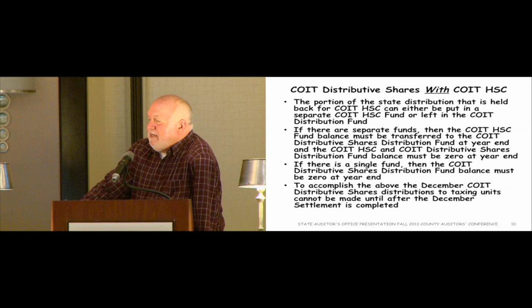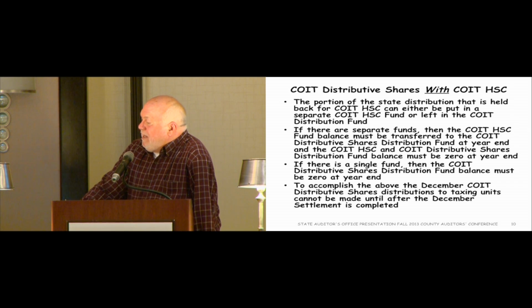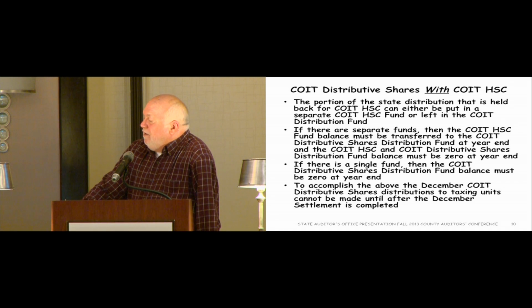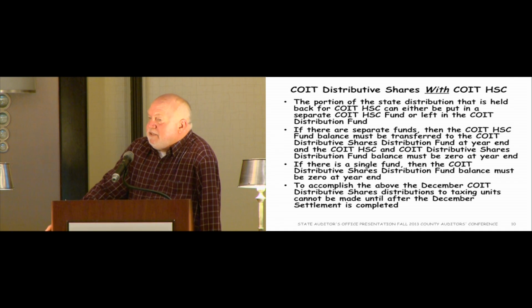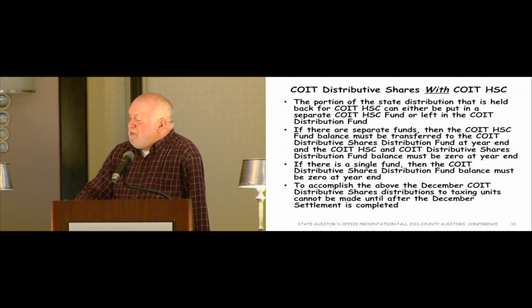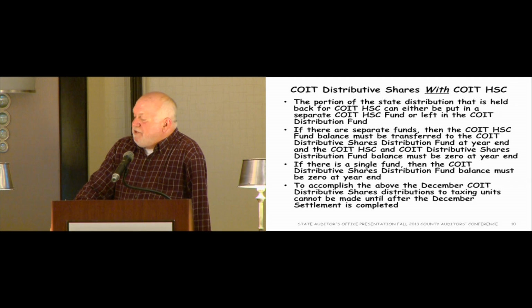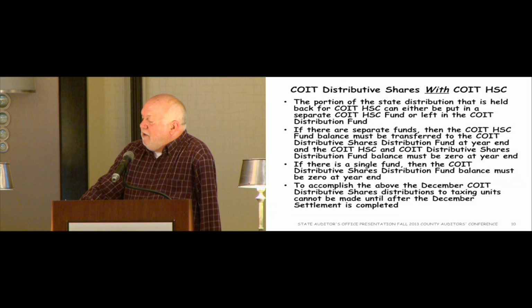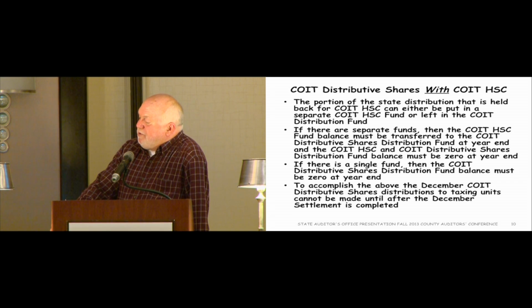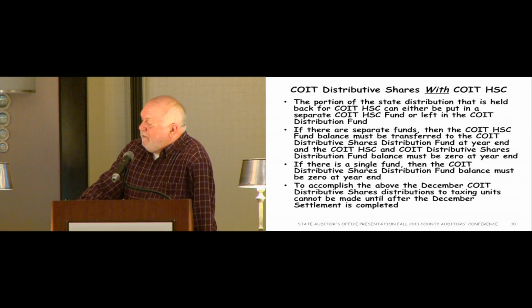That portion of the state distribution that is held back for COIT homestead can either be put in a separate COIT homestead fund or left in the COIT distribution fund. You can do either. If you have separate funds, then the COIT homestead fund balance must be transferred to the COIT distributive shares distribution fund at year end, and the COIT homestead and COIT distributive shares distribution fund balance must be zero at year end. If you have a single fund, then the COIT distributive shares distribution fund balance must be zero at year end. But it won't be zero at every month during a year, only at year end.